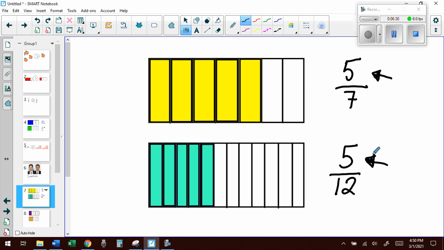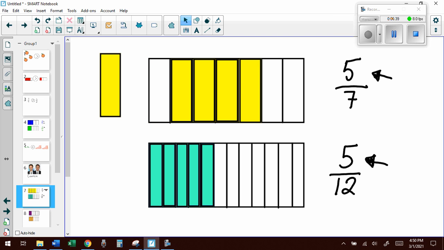Now we look at the size of the pieces alone. Sevenths, just this piece right here, compared to this piece right here. The sevenths is that much bigger. So if we have the same amount in the numerator, the sheer size difference of the pieces makes all the difference. So here we have 5 sevenths is greater than 5 twelfths.